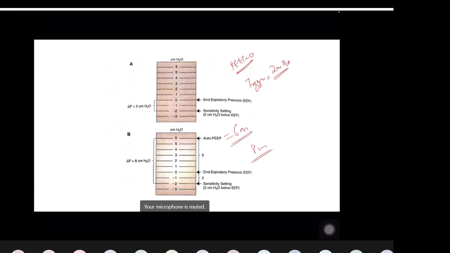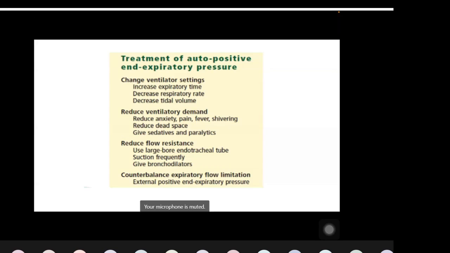So how will you treat auto PEEP? One is we can change the ventilator settings, that is, we can give adequate time for expiration. We can increase the expiratory time and decrease the respiratory rate. Then reduce the ventilator demand of the patient by adequately sedating the patient. Reduce the flow resistance. Often use at least an 8 or 8.5 ET tube for males, and 7.5 for females. If you are using a small ET tube, it often leads to an increase in airway resistance. Also, we can give bronchodilators and suction frequently. The final thing that we can do here is counterbalance by applied PEEP.